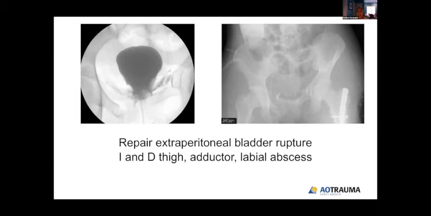However, if you're considering fixation of the anterior ring, it's important to coordinate with them, and at the time of your anterior fixation, they can often repair the extraperitoneal bladder rupture, and then you can proceed with your operation. A little more complicated situation would be if you had a urethral injury or a suprapubic tube, and in that case, again, it's critical to coordinate with the urologist in terms of management of the suprapubic tube.